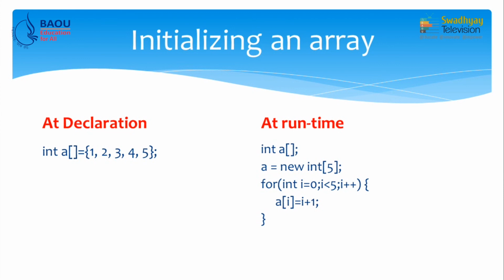Now, we can use a for loop to initialize these values. Our index always starts from 0. So, here we write down int i = 0, i < 5 and i++. Now, A[i] is initialized to i + 1, that is A[0] is 1, A[1] is 2 and so on. So, this is how you can initialize an array.